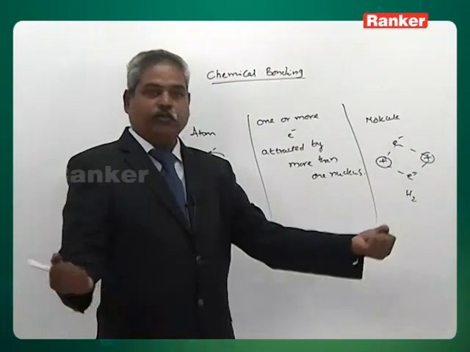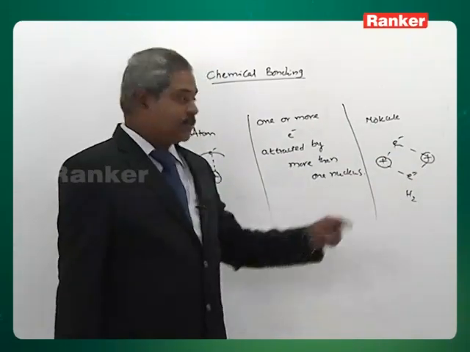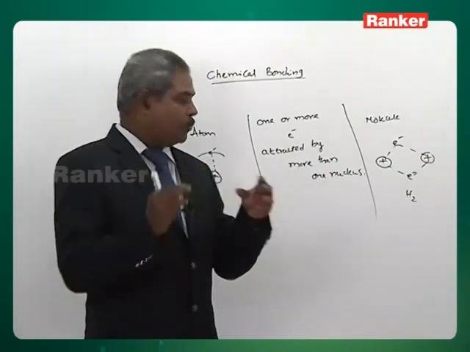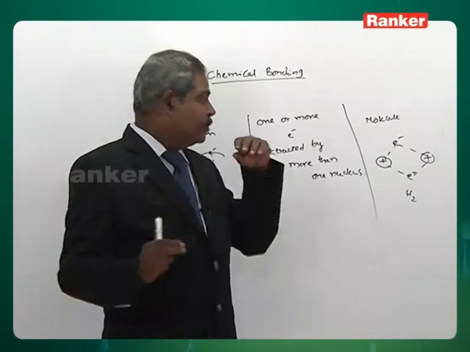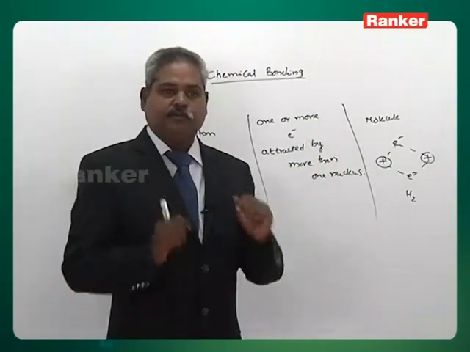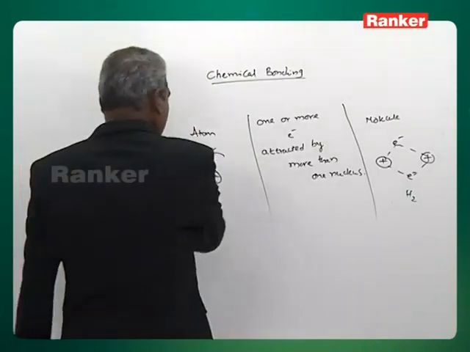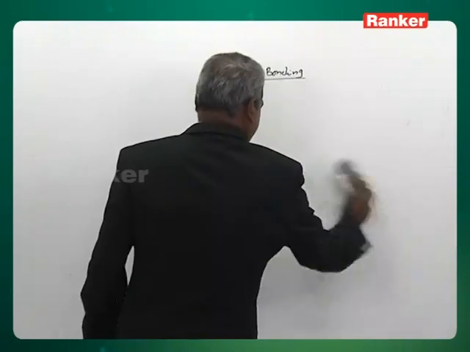Electron is holding the nuclei. This electron is attracting both the nuclei. So this electron is bringing the nuclei together. How do two positive charges come close? This is positive, this is positive. How can they come close? They don't come close. A negative charge will bring them together. They are brought together by a negative charge. So, one or more electrons attracted by more than one nucleus is bonding.